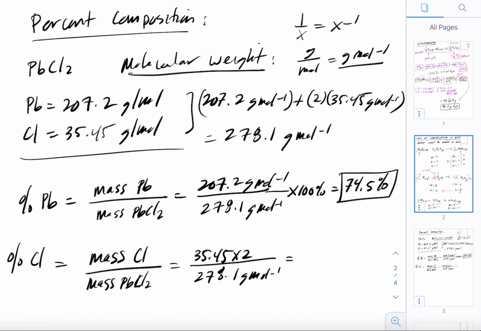And we should get something around 25.5%. That would equal 100%, which shows that the calculation works. If you don't get 100% when you add those two up for two elements in a compound, then you did something wrong.